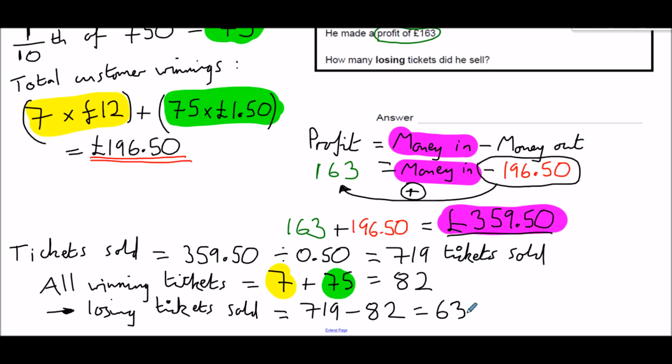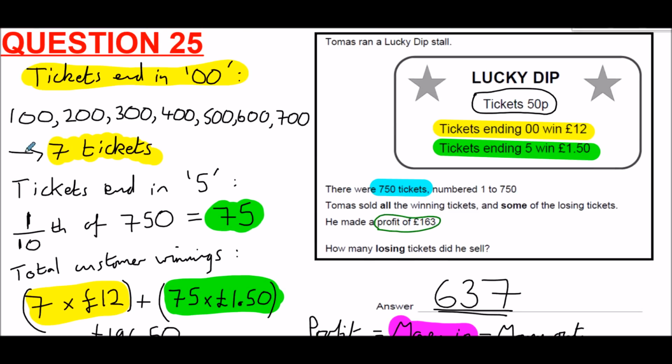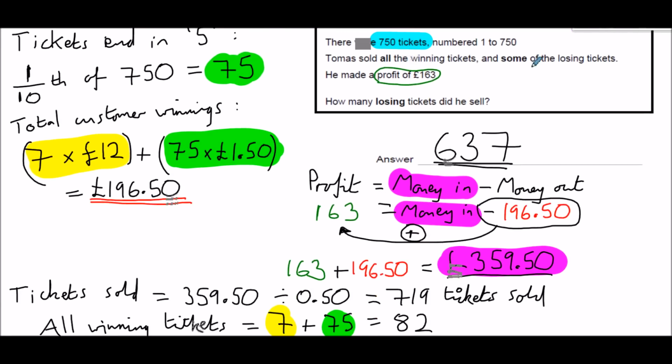That was a real beast of a question, a massive 6 marker. So the final answer, 637. So all of that working, lots of hard work. The final answer, 637 losing tickets were sold.